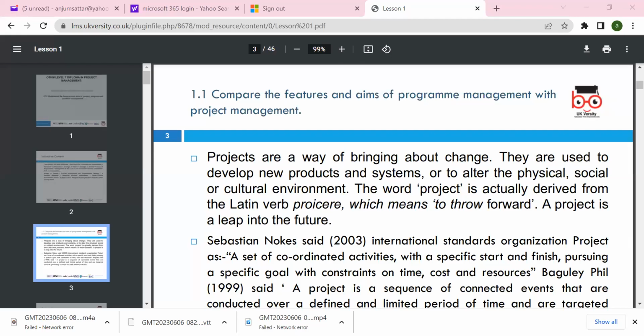Anjum, I can't see the slides. You can't see, sorry. Yeah. Now? Yeah, now I can see it.